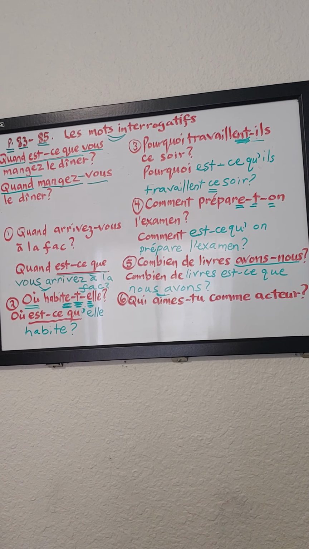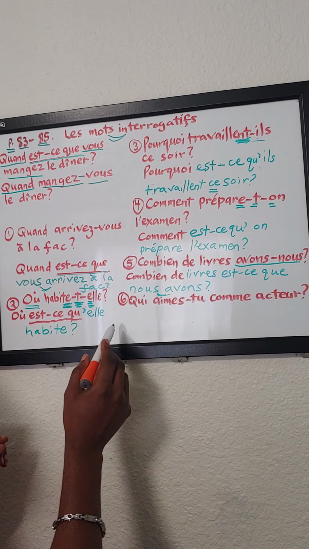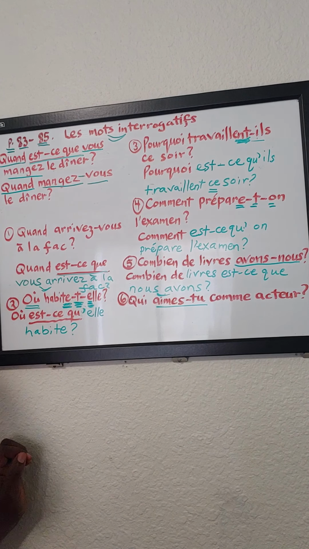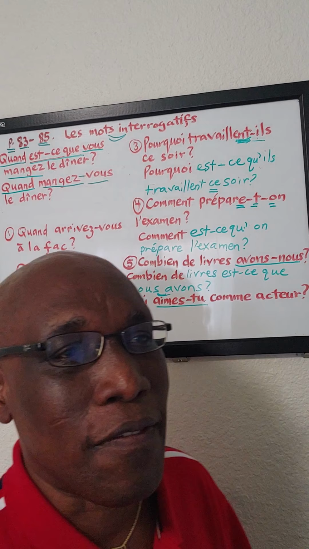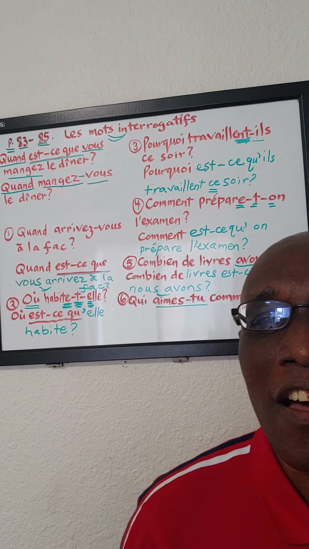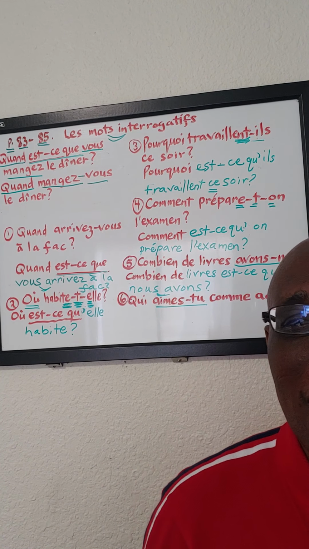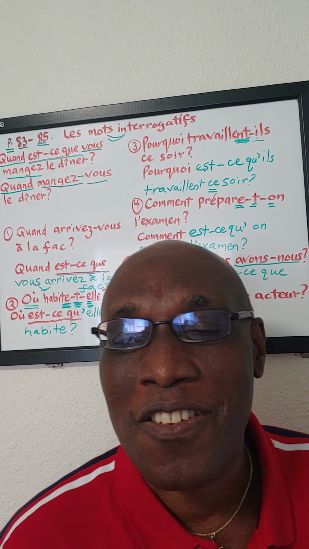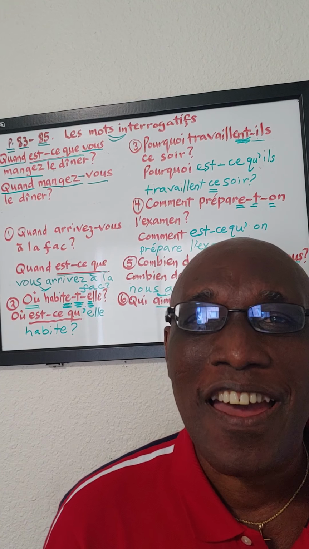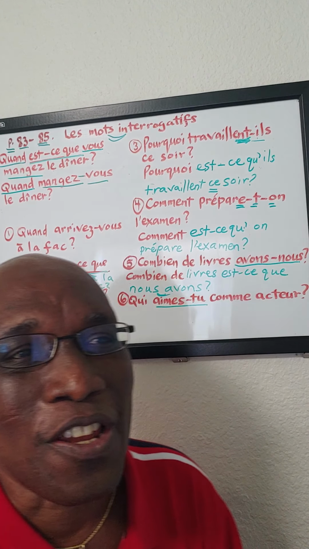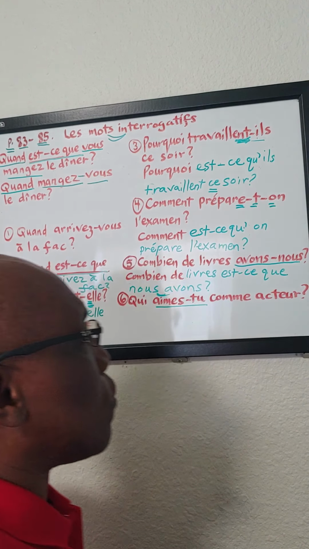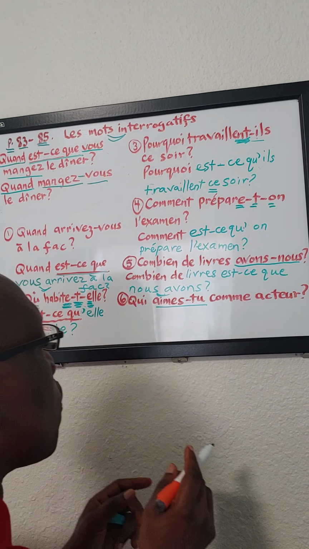Ok. Très bien. Question numéro 6. Qui aimes-tu? Inversion. Qui aimes-tu comme acteur? Who do you love as an actor? It's just like asking who is your favorite actor. So who do you love as an actor? Who do you love? So we're going to use est-ce que.